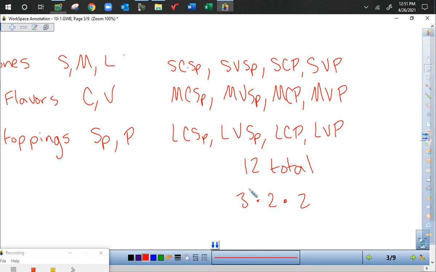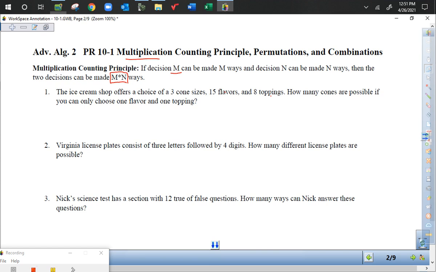But where that comes from and how it ties into the multiplication counting principle is we had 3 choices to make. We had the cone size, the flavor, and the toppings. There were 3 different choices for the cone size, 2 for the flavors, and 2 for the toppings. If we multiply all those together, we get 12 without having to list them all out. Okay, so that's what we're going to do on number 1 here.